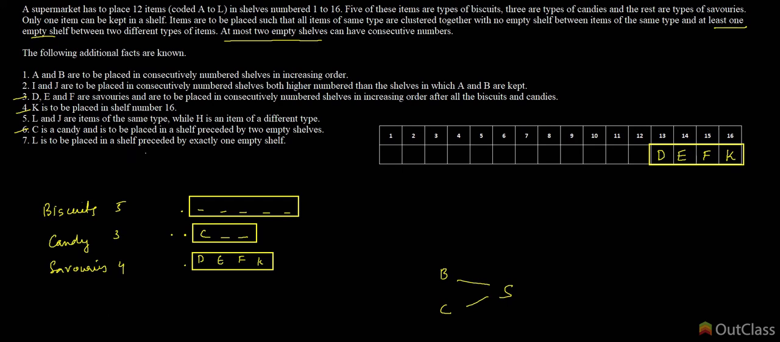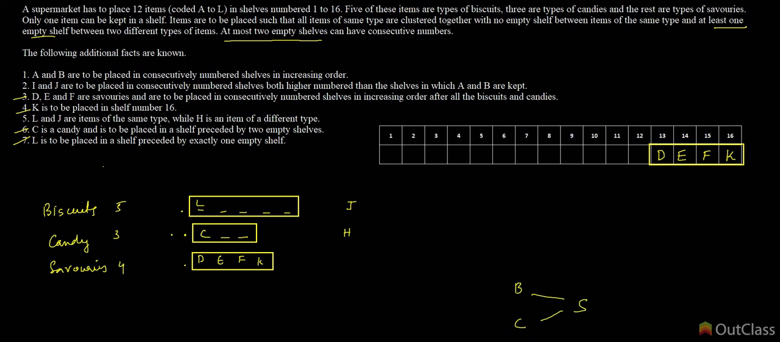L is to be placed in a shelf preceded by exactly one empty shelf, means L is the first of any one block. And the first of the candy block and the first of the savories block is already gone, so L has to be here and is preceded by exactly one empty shelf. L is a biscuit. L and J are of the same type, so J is here, and H is of a different type. Savories are all gone, so H is here. I'm gonna move this further.